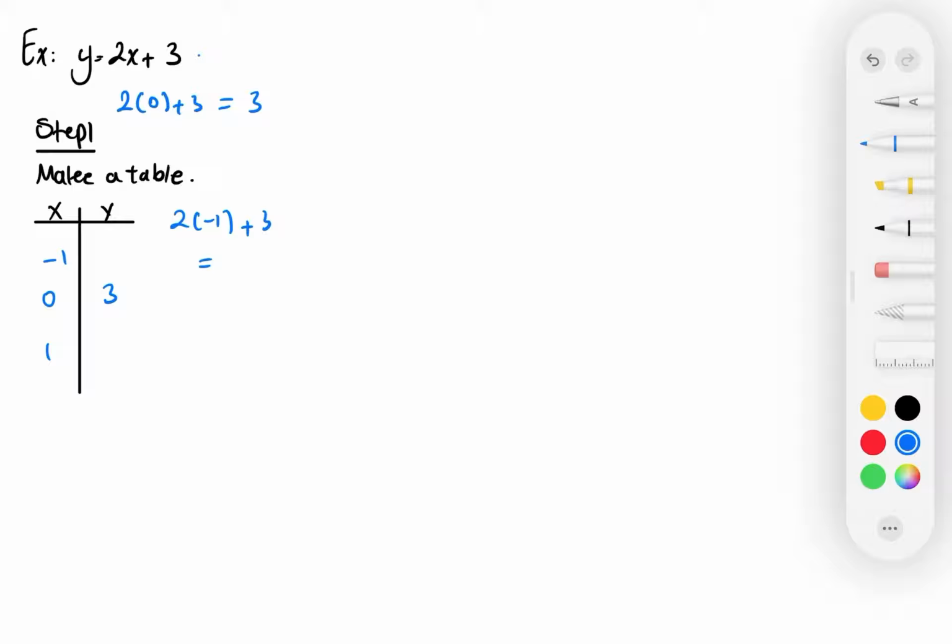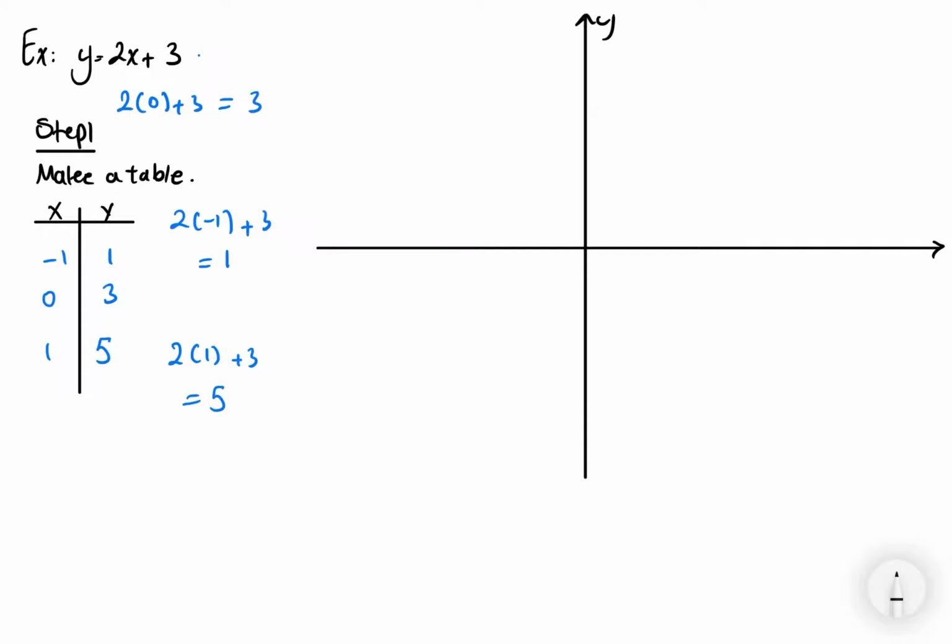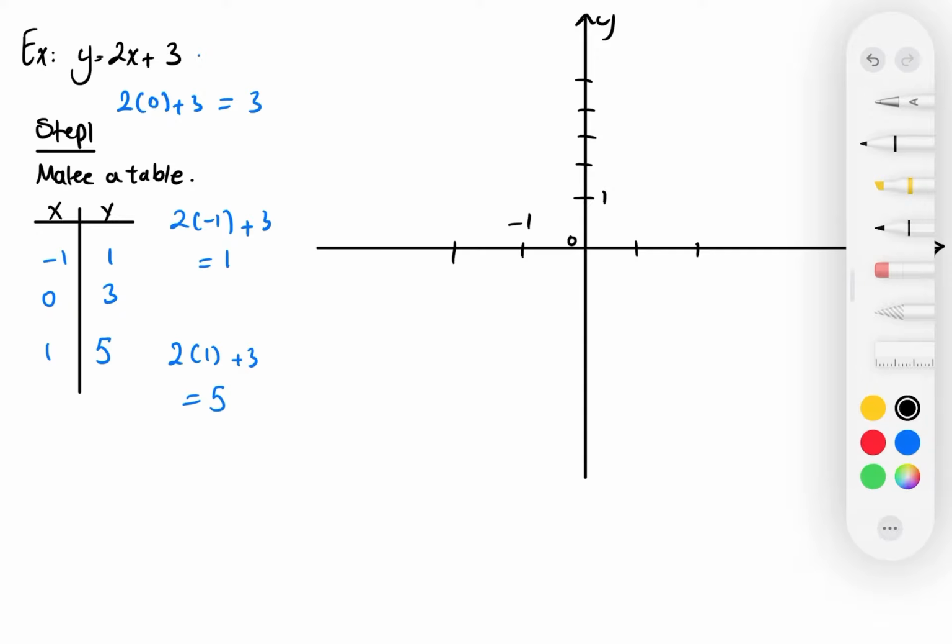So this is going to be my y-axis. This is my x-axis. I've got 0, and then I have 1, 2, 3, 4, 5 right there, and then 1, 2 on my x-axis. All right, so 2, 3, 4, 5.